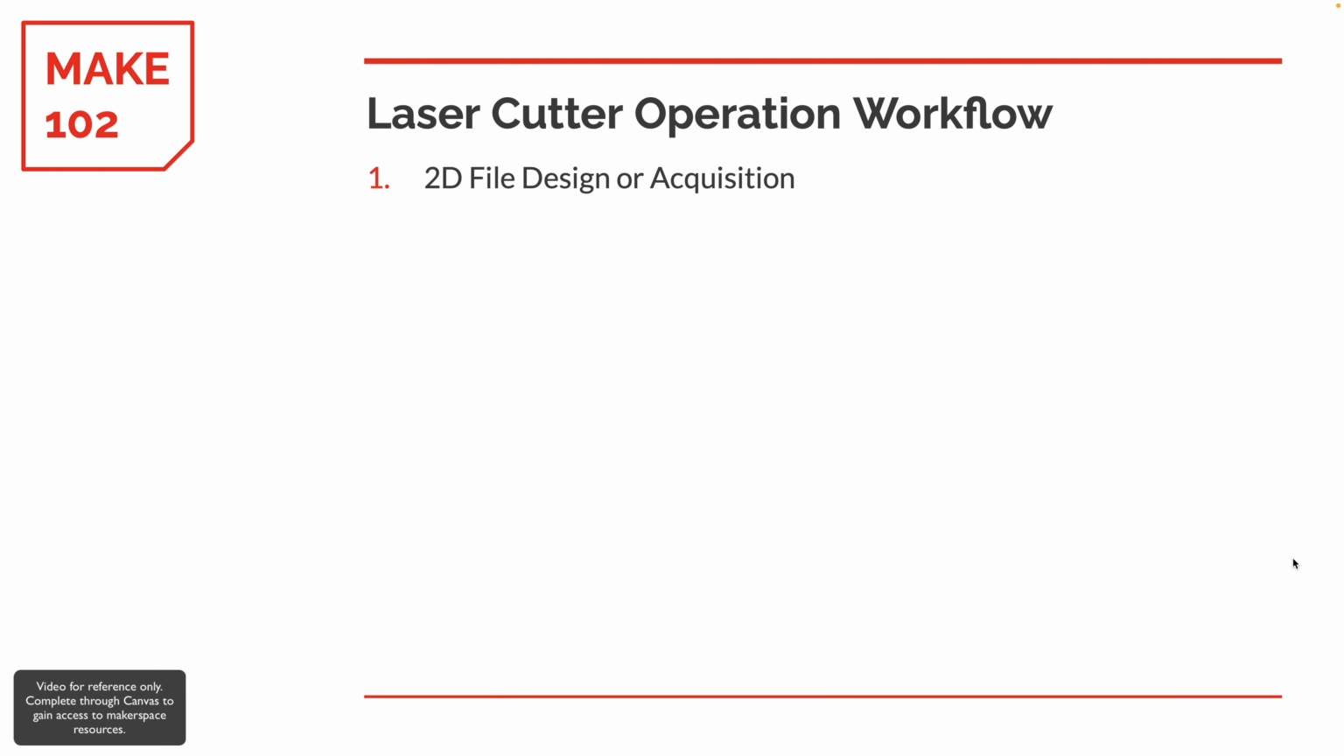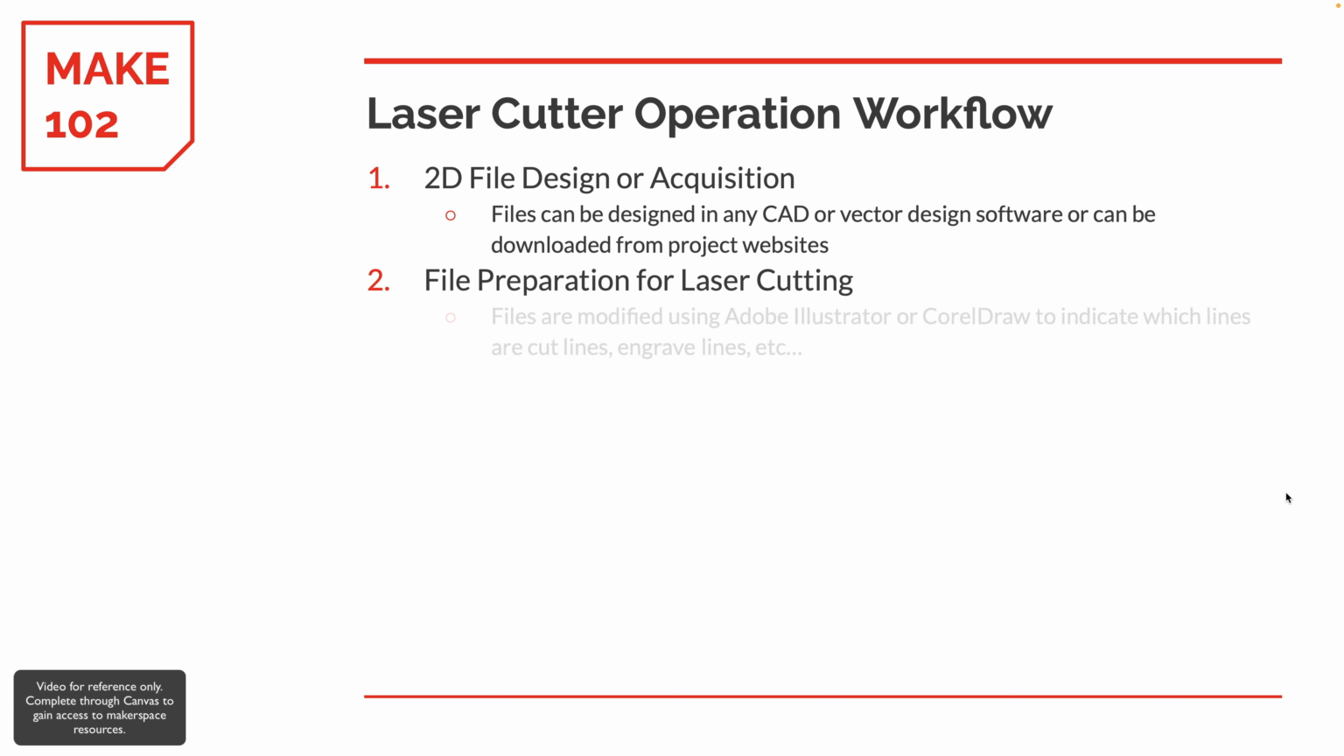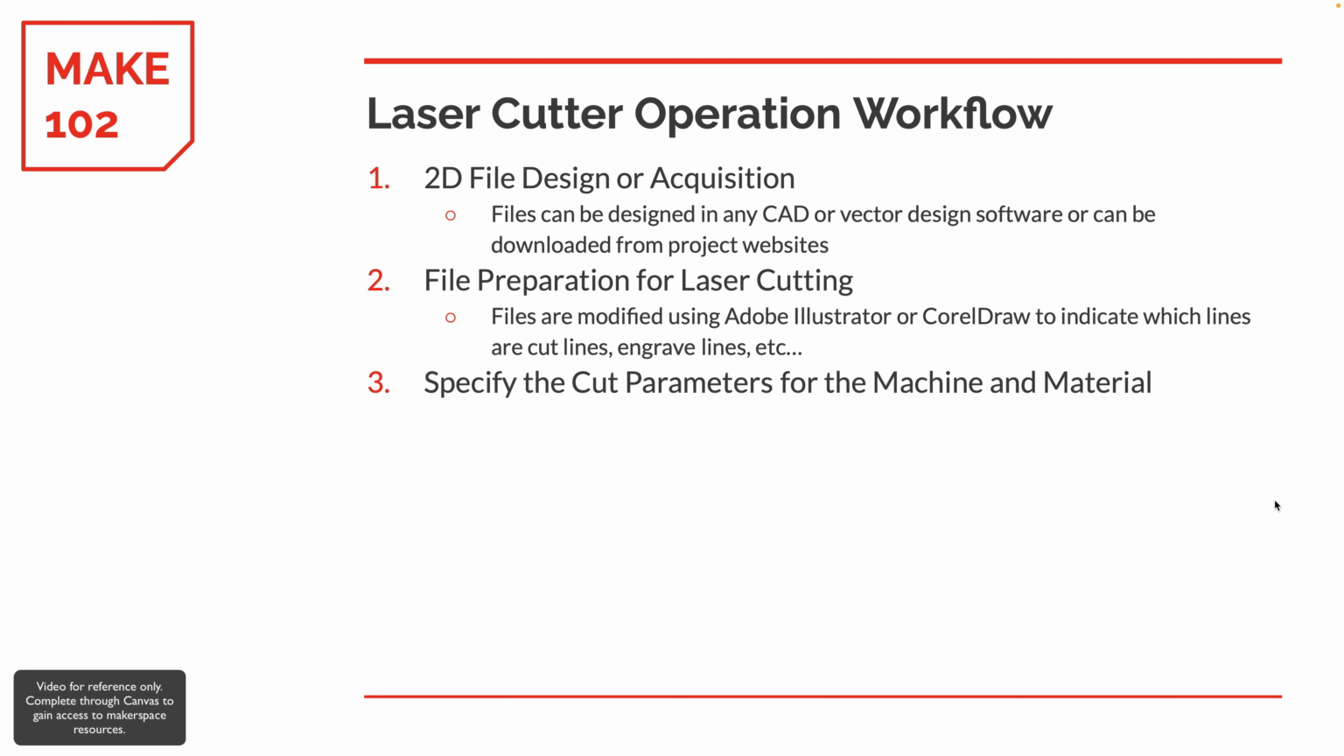There are 6 steps in making something on the laser cutter. The first step is to get your design files. You can download these files from websites, or you can create them in a vector design software. Then we're going to prep those files for laser cutting. This means we modify the files to indicate which lines are to be cut and which lines are to be engraved. Then we specify the cutting parameters. So for example, how much power should we use on the cut lines, how much speed we should use on those lines, and what to do with the engraving lines, etc.